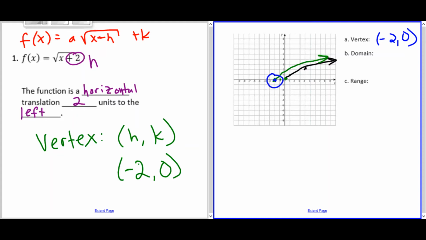The domain. Remember, this has to do with your x-axis. If we start at the vertex, notice all my x's go to the right, meaning my x's are greater than or equal to negative 2, because that's the x value of my vertex. So my domain is x is greater than or equal to negative 2. Or in interval notation, it's negative 2 to infinity. Put a bracket around the negative 2 and a parenthesis around the infinity.